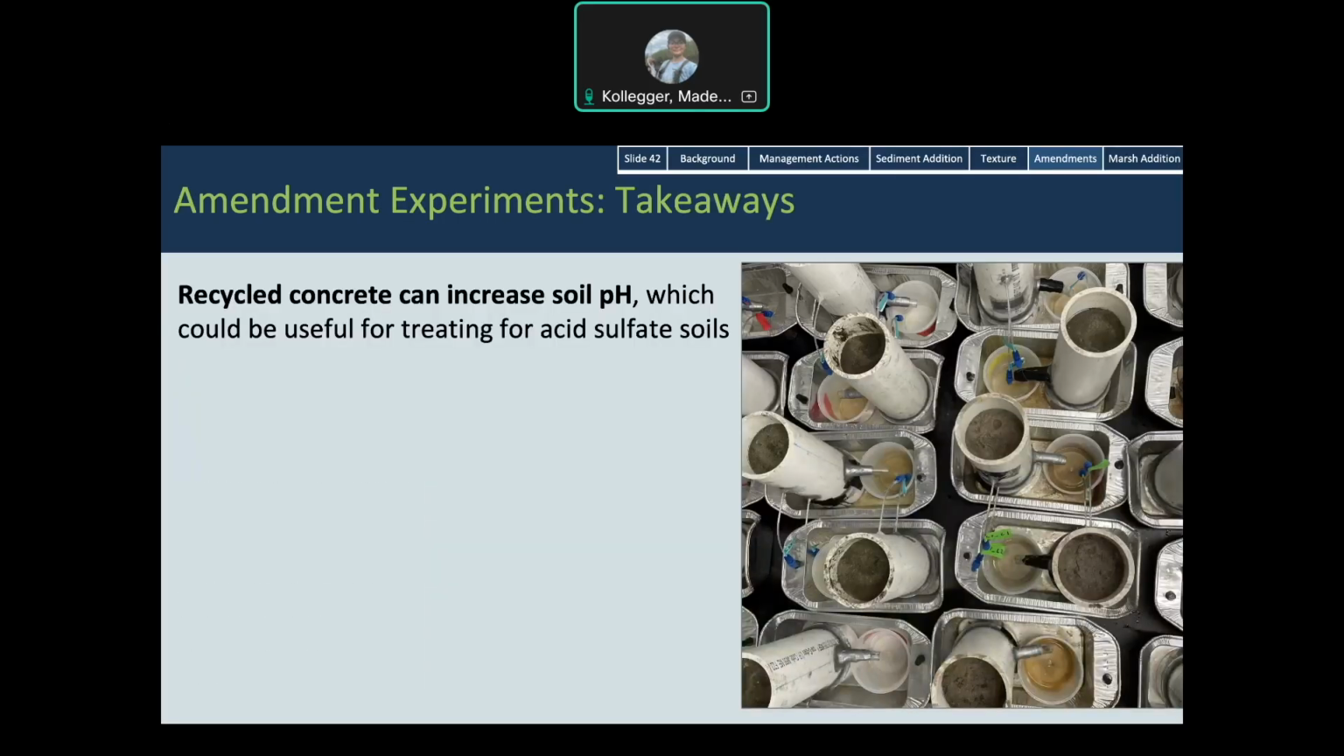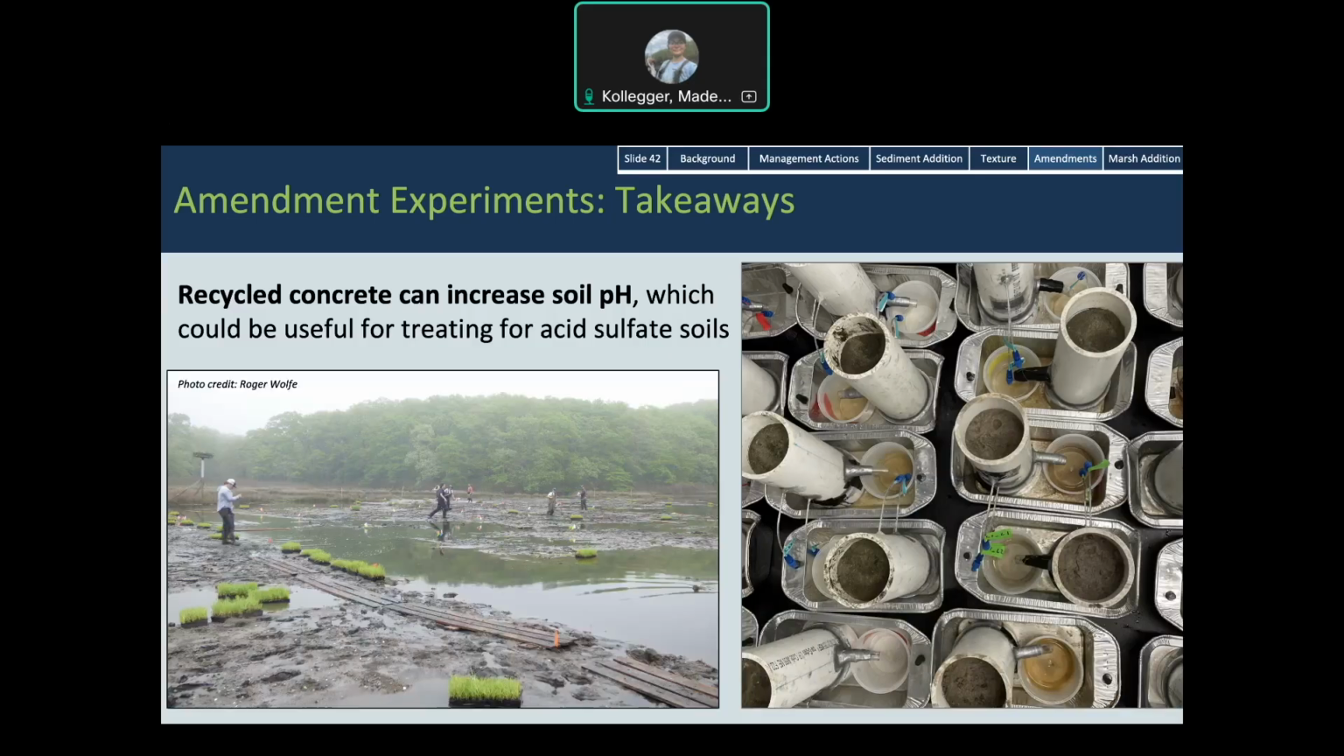And that's the big takeaway from this experiment: recycled concrete could be used to increase soil pH, and that could be useful for treating acid sulfate soils. And it's already being used and assessed to treat acid sulfate soils.